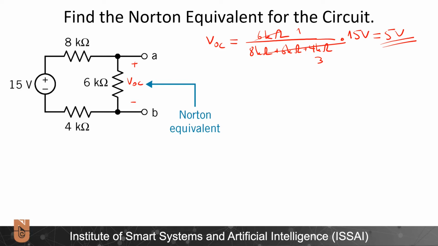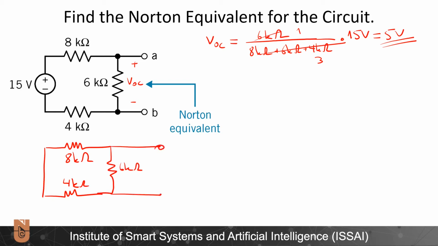Secondly, let us try to find the R Thevenin by short-circuiting the voltage source. I short-circuited. Here I have 8 kilo ohms, here I have 4 kilo ohms, here I have 6 kilo ohms. And I need to find the equivalent R Thevenin from these ports A and B. So here I have node A, here I have node B.